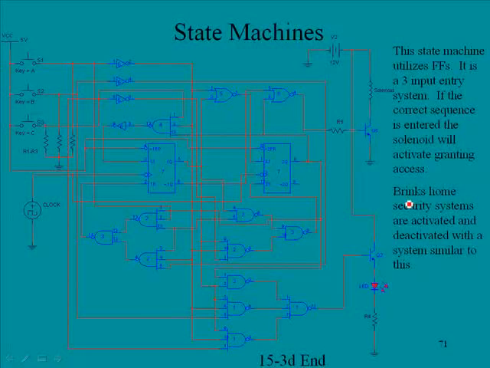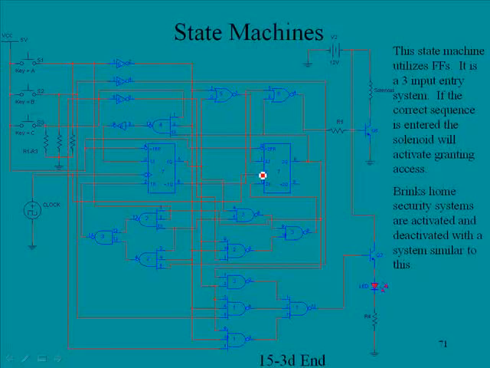Brink's home security systems are activated and deactivated with a system similar to this. If you've seen Brink systems, they have a keypad, and in order to turn them on you input 3 values, and if you want to deactivate them you enter 3 values. Also in this particular circuit, whenever you press a key, the little LED down here will activate. We're not going to go into the theory of this one. This particular circuit is in your circuit package, and I do invite you to play with it, and it does utilize a couple flip-flops.